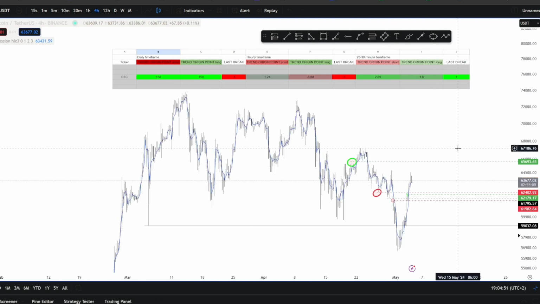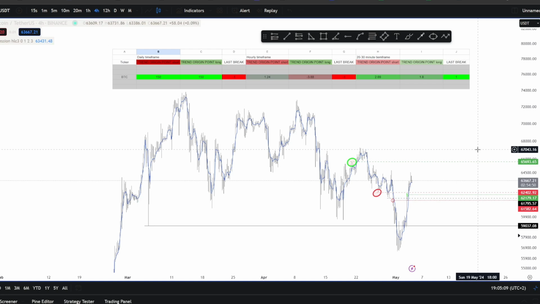Now, what are trend origin points? They're simply the third structure break in a nascent trend, where a successful break of it signals the start of a new trend. Why third structure break? Because a trend has to start somewhere.